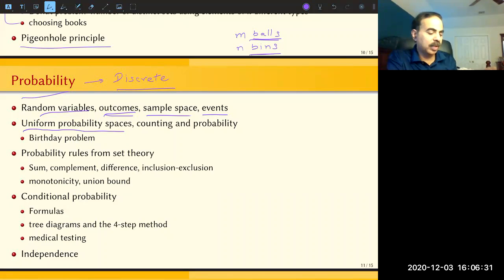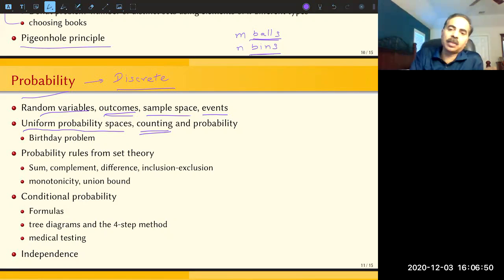When the probability space is uniform, which basically means that every outcome is equally possible, then probability amounts to basically a counting problem, right? Because if every outcome is equally probable, then the probability of an event, which is a set of outcomes, simply becomes the size of the set. So therefore, a probability problem just reduces to a counting problem. Okay.